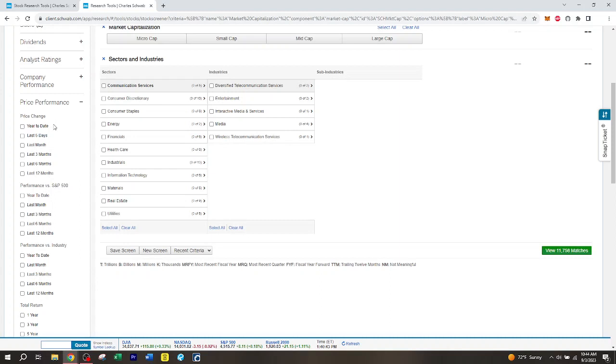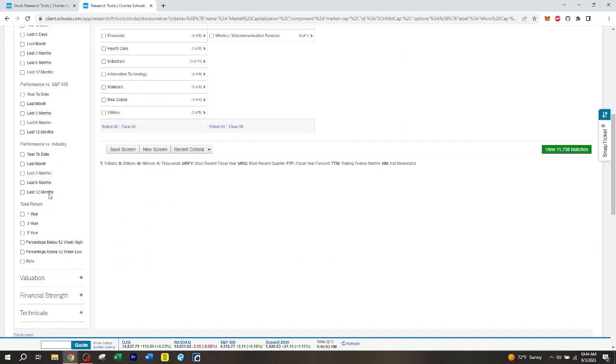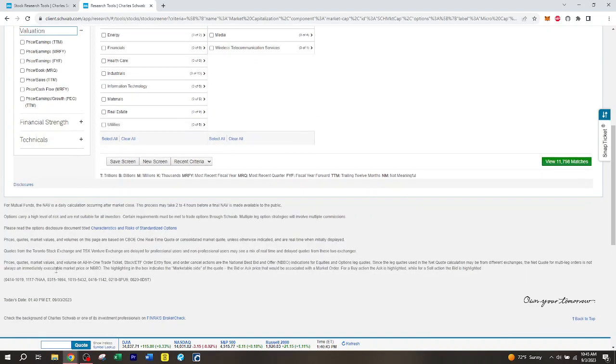Price performance, this is a good one. You can see how the stock's been acting year to date, over the last month, 3 months, 6 months, 12 months. You can compare your stock to the S&P. You can compare it to that industry, and then you can see the total return. The one that I use the most is percentage below 52-week highs. When you're doing a momentum trading strategy, you want to be trading stocks that are making new 52-week highs, and in order to get into those stocks, you have to buy them when they're in a consolidation period just below that 52-week high. So that's what I kind of look for, and we'll get into that a little bit more.